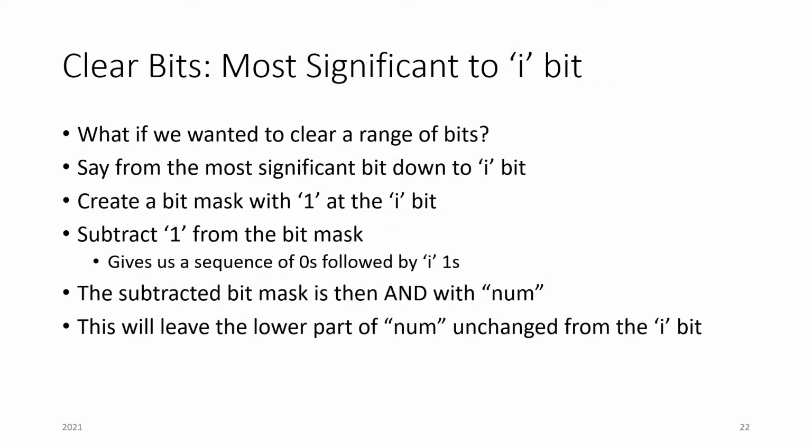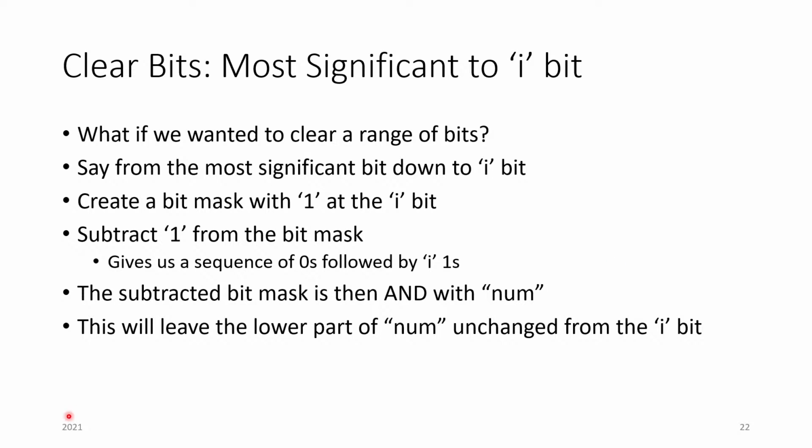Alright, let's go back to this clear bits here. If you're clearing the bits from the most significant bit to the I bit, in creating the bit mask, it's a lot easier to do this by setting a 1 at the I bit and just subtracting 1 from that bit mask. So you get a sequence of zeros followed by a sequence of 1s. Then you just AND it with your input numerical value, and it will leave the lower part unchanged, and the upper part is going to be cleared.